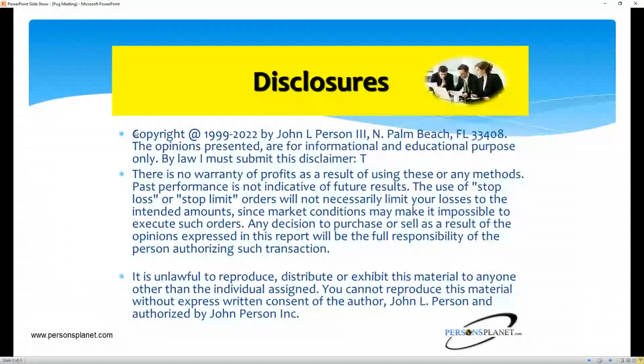Disclosures. Trading involves risk of loss. Stops, well, we all know that if you put a stop and the market gaps against you, you ain't getting filled on your stop. It's called slippage.